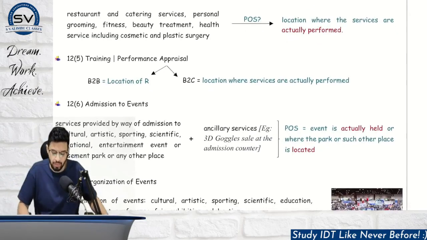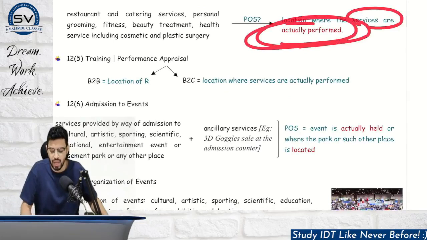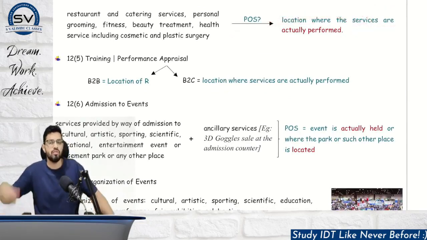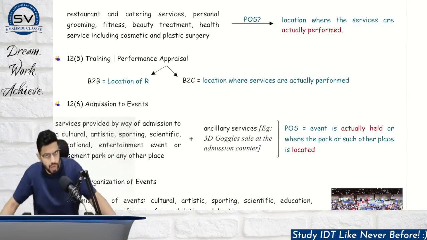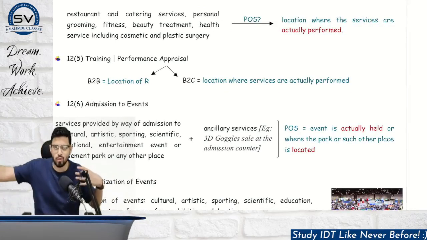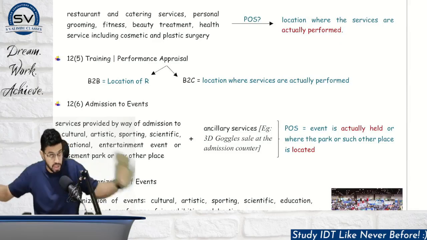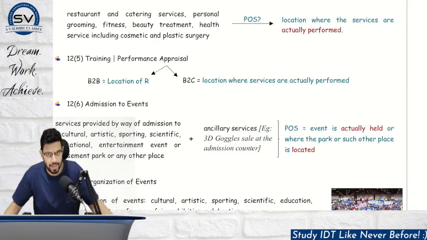So here the place of supply shall be the location where the services are actually performed. So let's say I'm hiring a personal trainer in a gym located in Pune. Regardless of who I am, regardless of if I'm registered or not, the place of supply is going to be Pune. That is your state of Maharashtra.